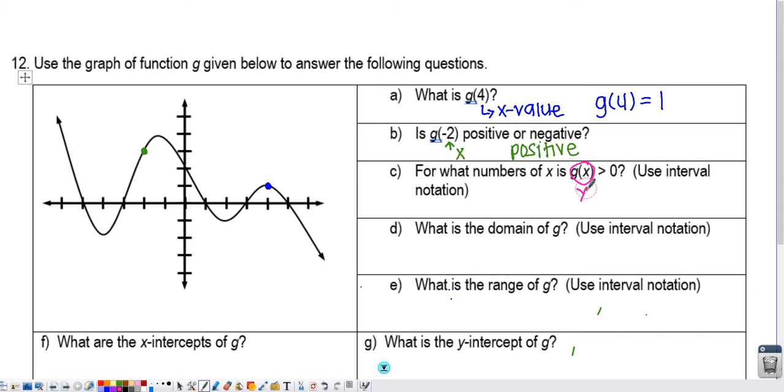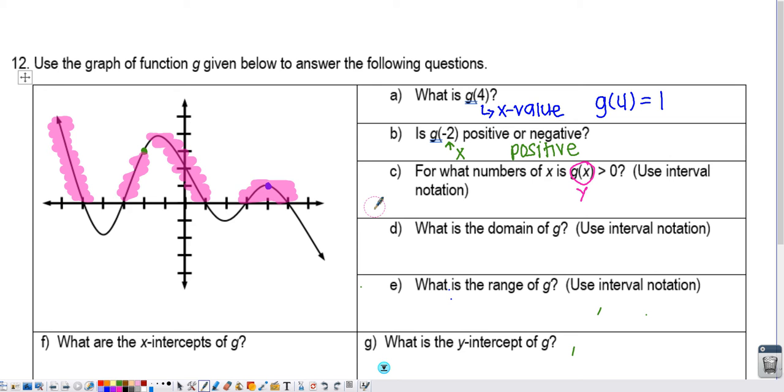So one thing that you can do, let me see if I can show it here, you could do some sort of shading. So this part is above, okay? And then because it goes below, this part is also above, and then this part is also above, all right? So we need to know the x values there. So for what numbers of x, and it says use interval notation.